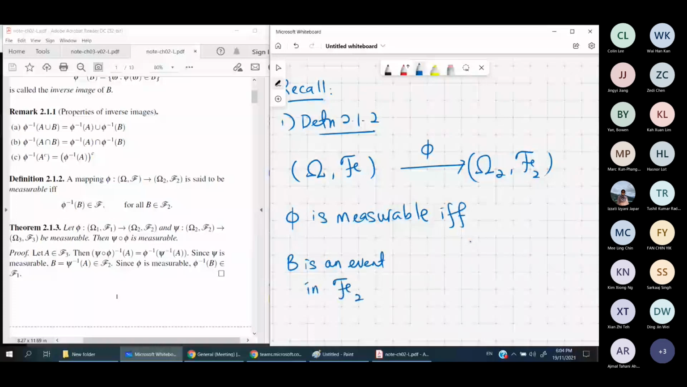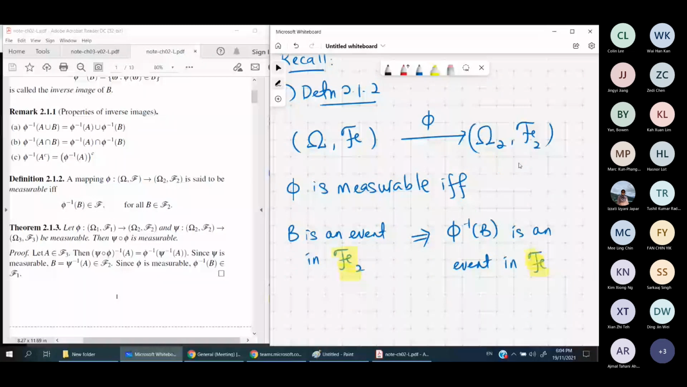Whenever B is an event in F2, then the pullback or the inverse image, phi inverse of B, is an event in F1, not F. So it's from F2 and go back to F1 by using the reverse process. This is a more general case. In particular, when we take this to be R and this will be our Borel sigma field, it turns out to be the so-called random variable.